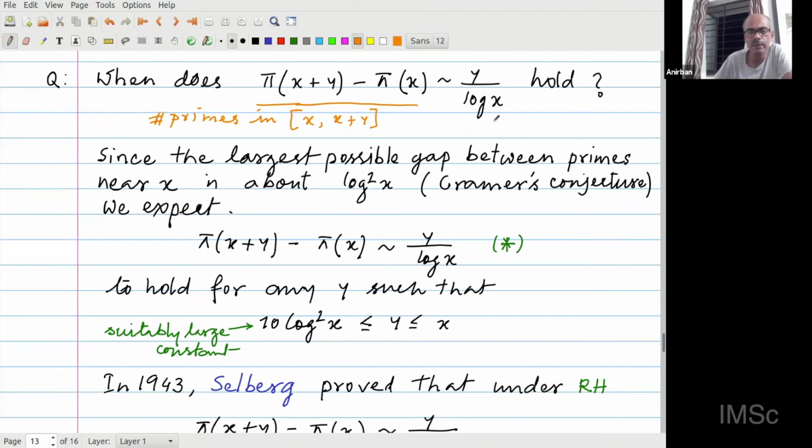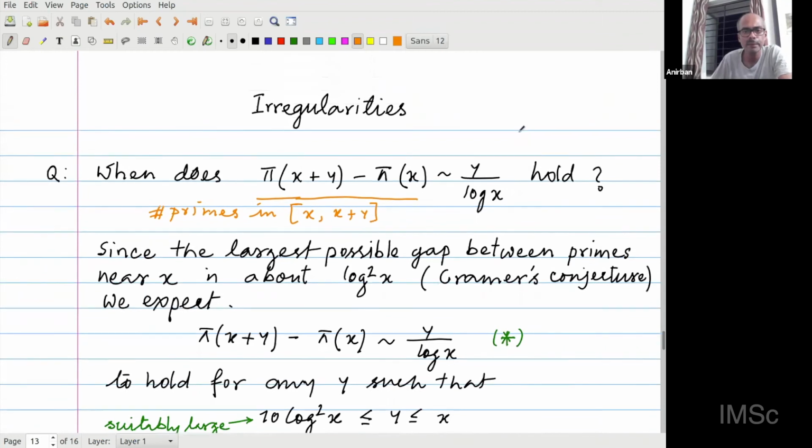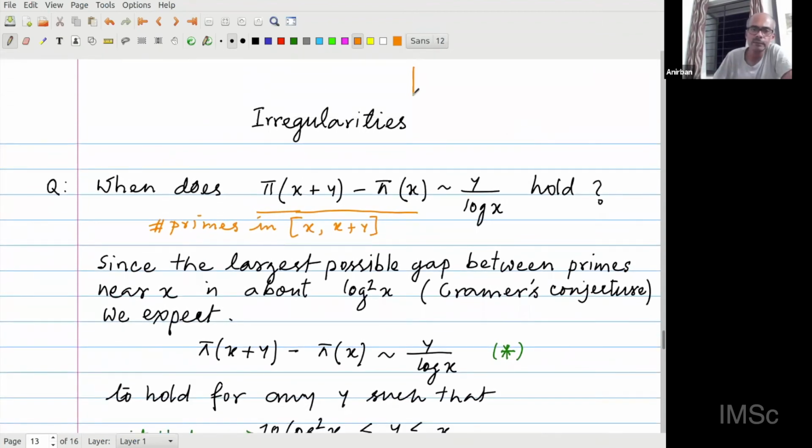Let's try to make sense of what I am asking. Let's go back to the prime number theorem. What I'm trying to say is this: pi of x plus y. Suppose we are looking at a y which is small compared to x, say smaller than square root of x. Then pi of x plus y is roughly (x plus y) by log(x plus y). And since y is much smaller than x, log(x plus y) would be roughly log x. So y is smaller than square root of x, and pi of x is x by log x.